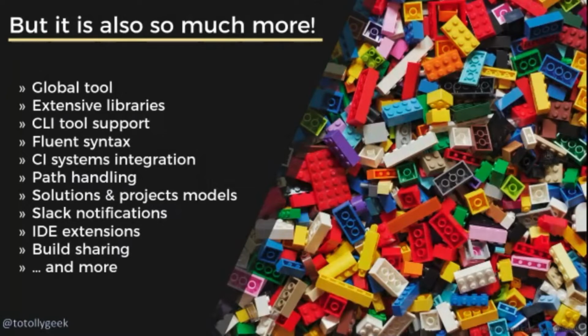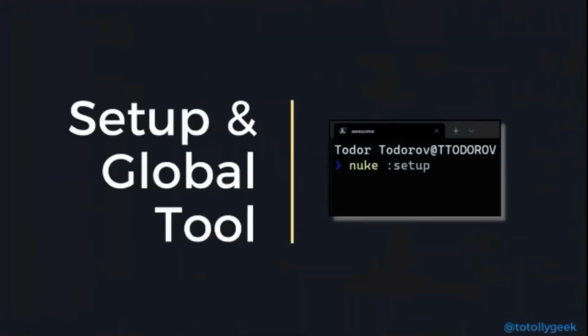It has some very wonky path handling, which is really cool. Solution, project and system models. You can do notifications to Slack, to Teams, to Twitter. It has IDE extensions, which you don't need out of the box, but they help for some things. You can do build sharing and so much more. So without further ado, let's dive into some of those features and show you some of that stuff.